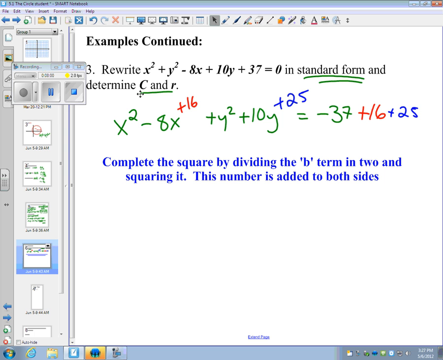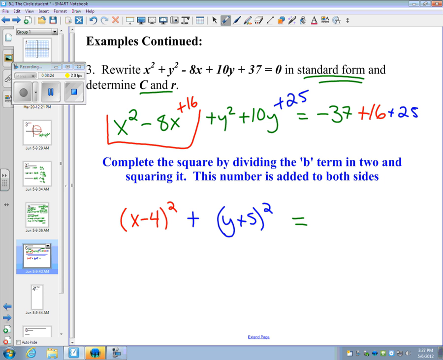And the reason we do this is now this whole package here can be factored. This can be written as x minus 4 all squared, right? Because x minus 4 squared is x squared minus 8x plus 16. This whole little y thing we wrote here can be written as y plus 5 all squared. And then finally, we just add these constants together. So minus 37 plus 16 plus 25, I believe, is 4.